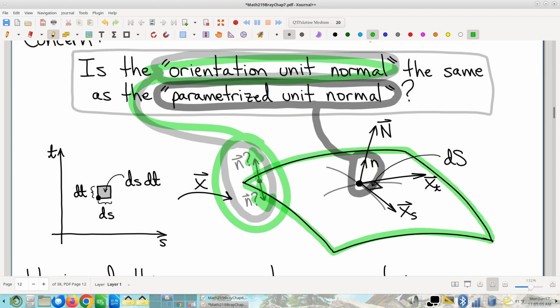Now that said, how do we compute this? Well, we've got to parameterize our surface. When you parameterize, there are certain consequences. That tells you which direction your X_s is going to point. It tells you which direction your X_t is going to point, which tells you which direction your capital N is going to point, which tells you what I'm going to call the parameterized unit normal. That all comes out of the parameterization.